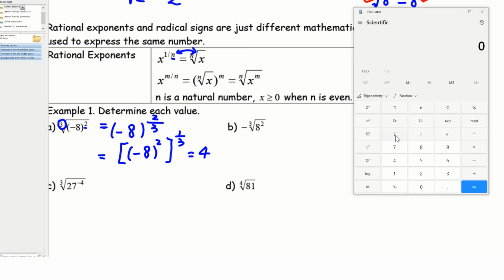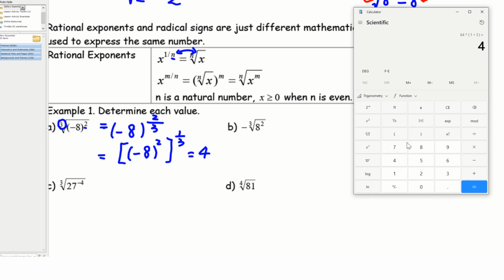So when you type into the calculator, you could do bracket, negative 8, bracket. This is a backward calculator, then bracket, and to the exponent squared first, then equals, then to the exponent again 1/3. Equals, it will give you 4.